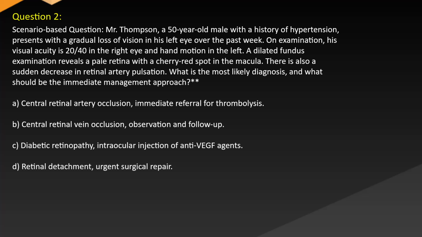Question 2. Scenario-based question. Mr. Thompson, a 50-year-old male with a history of hypertension, presents with a gradual loss of vision in his left eye over the past week. On examination, his visual acuity is 20/40 in the right eye and hand motion in the left. A dilated fundus examination reveals a pale retina with a cherry red spot in the macula. There is also a sudden decrease in retinal artery pulsation. What is the most likely diagnosis and what should be the immediate management approach?